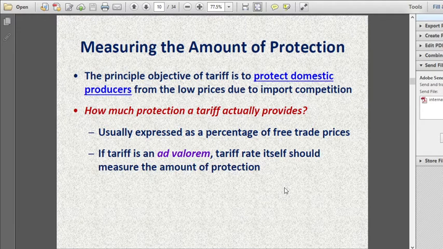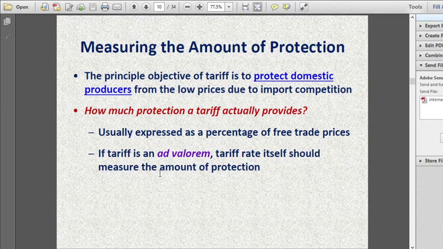How are we going to measure the amount of protection na itatawag nating protect domestic producer? And how much protection does a tariff actually provide? Usually, guys, it is expressed as a percentage of free trade prices. Ano yung percentage? Kapag volume ang in-import natin, meron tayong ad valorem tax na tinatawag. So, meron siyang proportion na babayaran natin doon sa gobyerno.